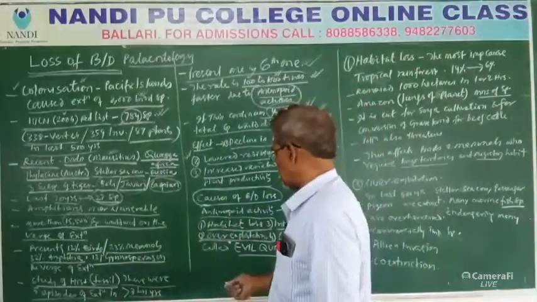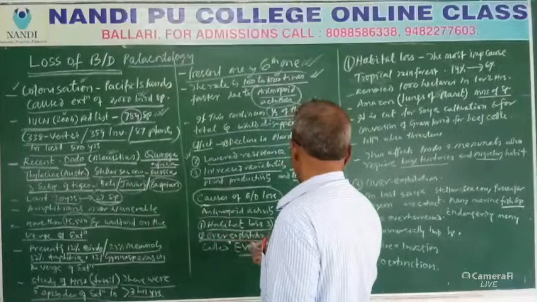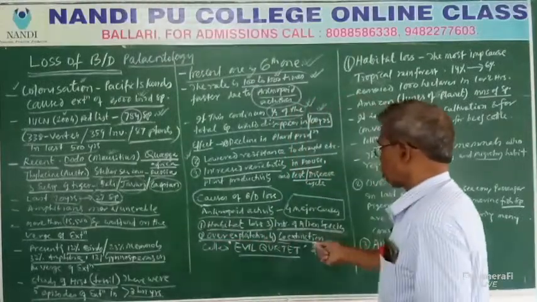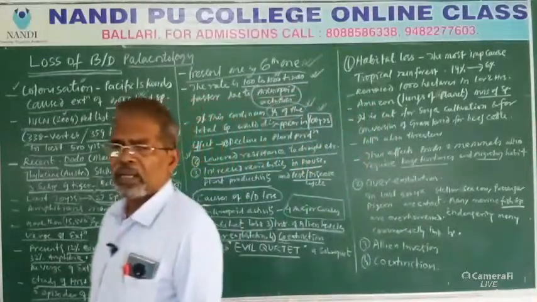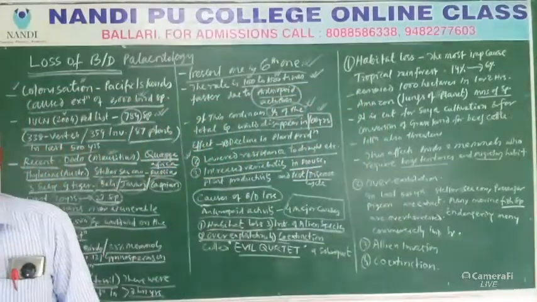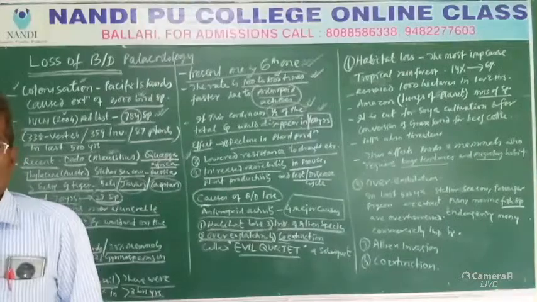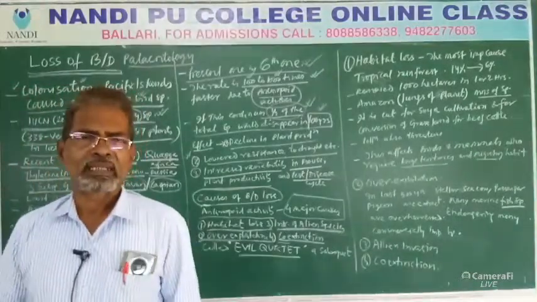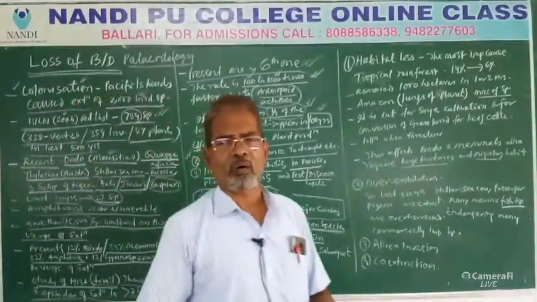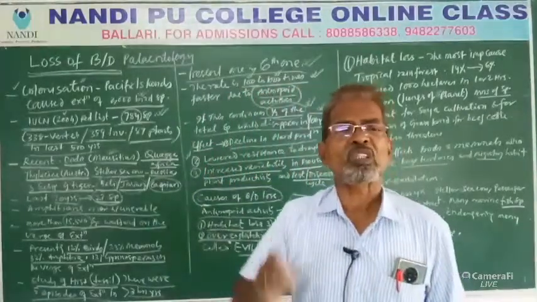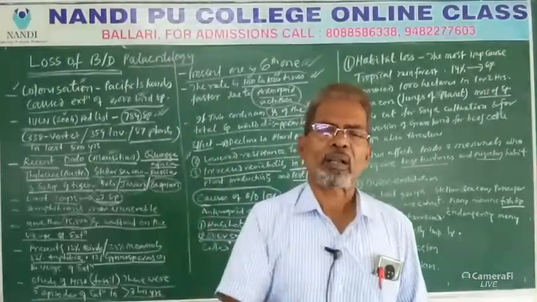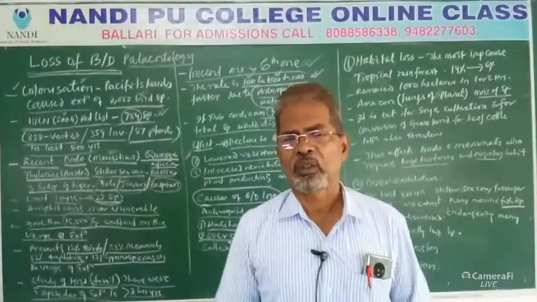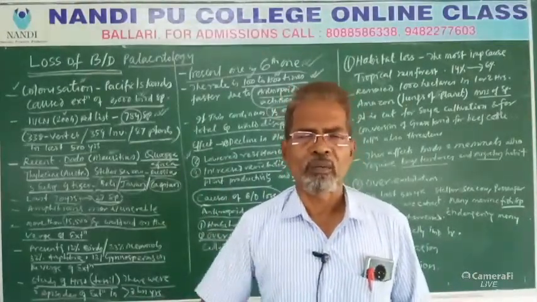Now the last one is co-extinction. The fourth one is co-extinction. You all know there are many relationships. We have already completed commensalism, mutualism, parasitism. They are all species specific. One particular species and another particular species only will be living together. They are not going to live with anyone else.